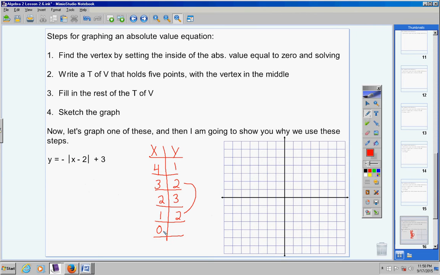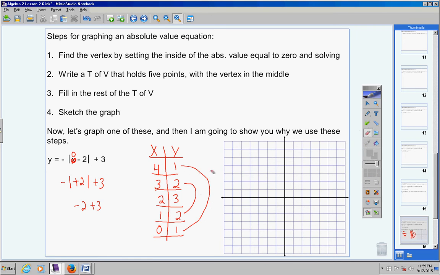And lastly, let's put in a 0 for x. So bring down your negative sign. Inside the absolute value, we have 0 minus 2, or negative 2. That's negative 2. Bring down your positive 3. The absolute value of negative 2 is positive 2, but there's a negative on the outside, so that makes it a negative 2. Positive 3, which is 1. Notice these numbers here match.